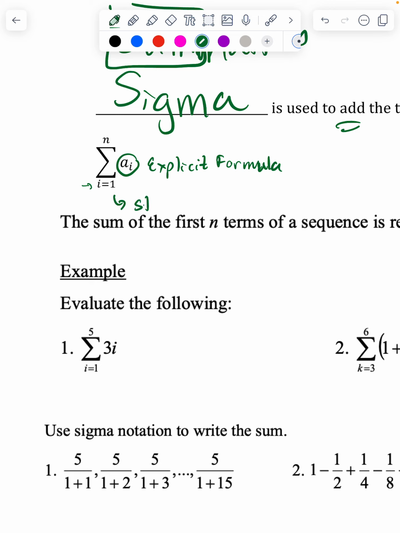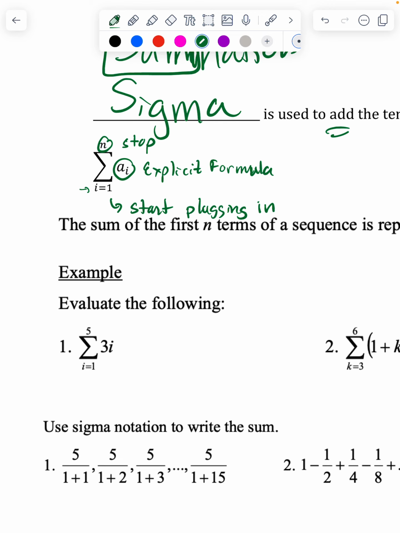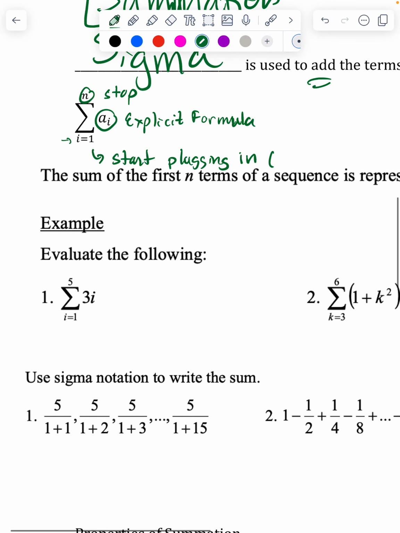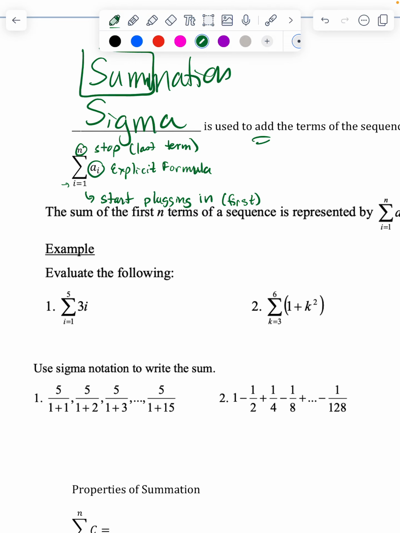And this is basically the number that you start plugging in. And this top number is where you stop plugging in. So this is going to be like my first term. It will generate that. And this is going to be my last term. So, okay.